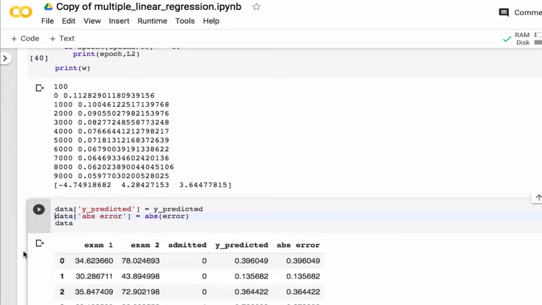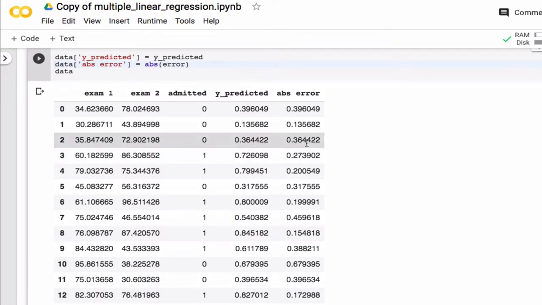Okay, let's look at... Yes, okay, so you can see here, for the first student, our model predicted a value of 0.39. So that's closer to 0 than it is to 1. So that would be a correct prediction. Same here, that's correct. Same here, 0, that's correct. Here it's larger than 0.5, so that's correct, that's correct.